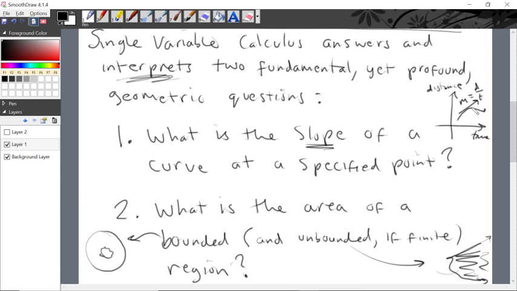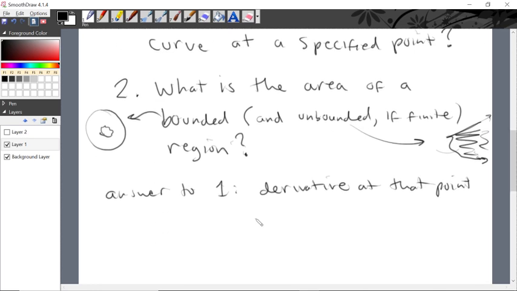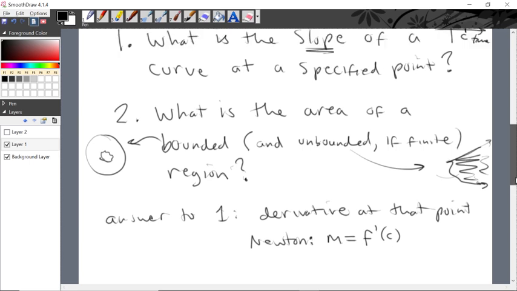So let's say the point that we're interested in finding the slope for geometrically has input c. I'll use the variable c. So c is the x coordinate, if you will, of that point. In Newton's notation, the slope can be written as f prime of c. f prime of c is the first derivative of the function f, evaluated at the input c.